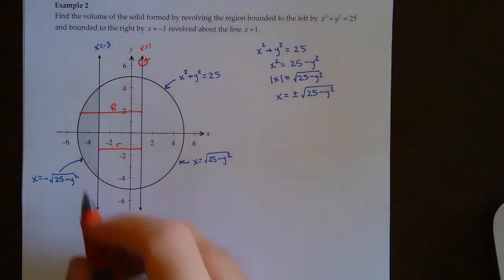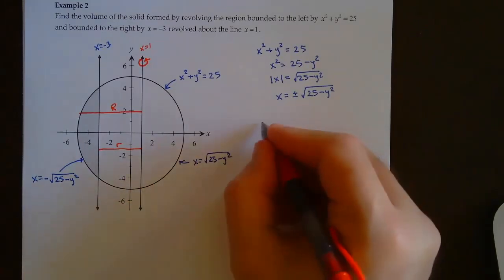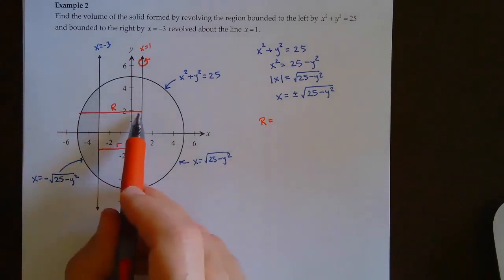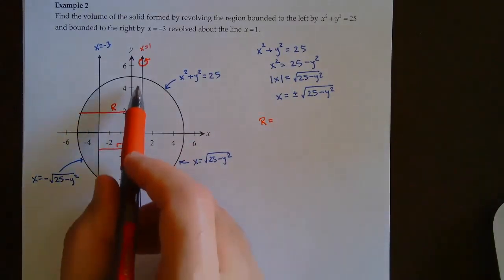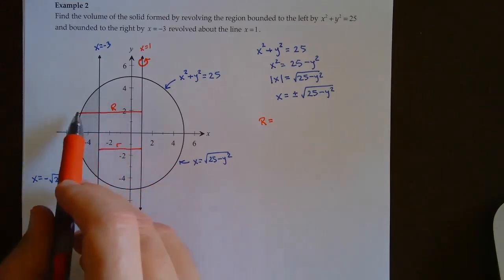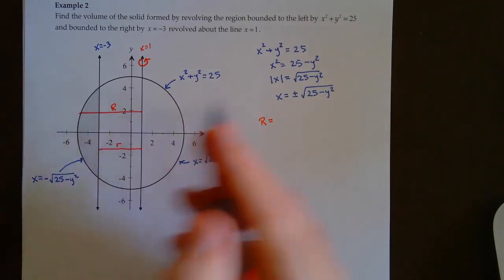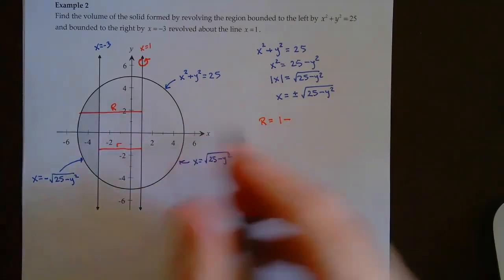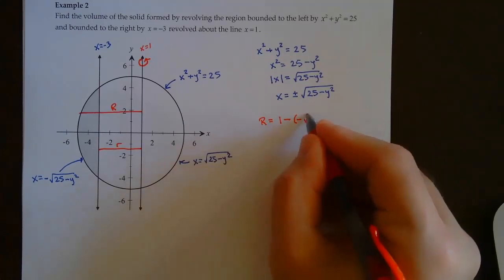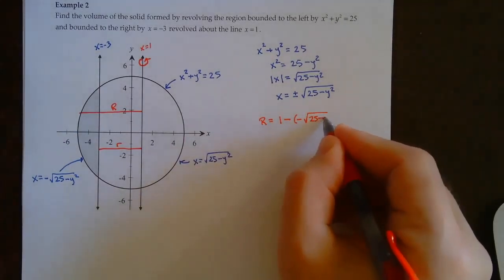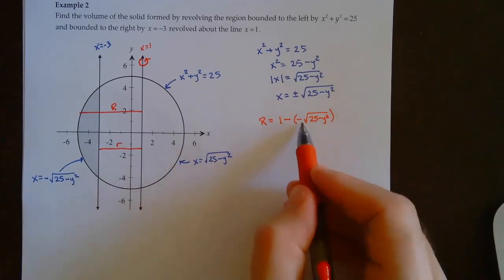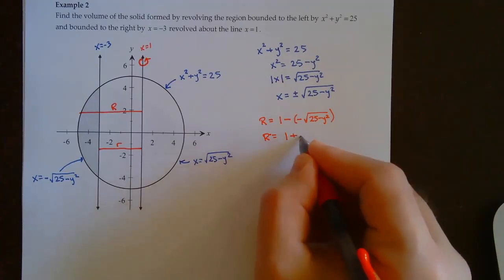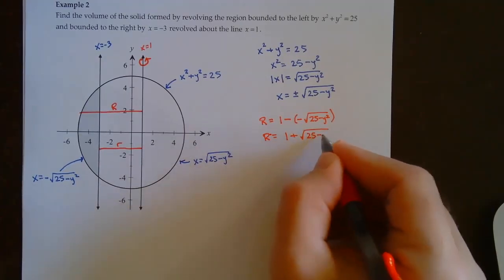Okay, now, and then this is x equals -3, right? So our big radius, our outer radius, would be this length right here, and we want it positive. And so we're going to want to do the right minus the left. So this is the right, which would be 1, minus the left, which is the negative, right? So 1 minus negative square root of 25 minus y squared. Well, what happens when you subtract a negative? You actually get a positive, right? So big R is really 1 plus the square root of 25 minus y squared.